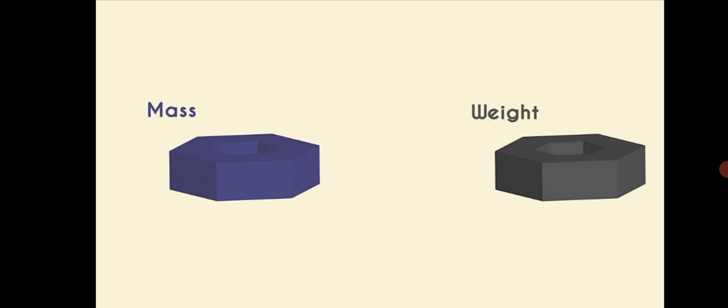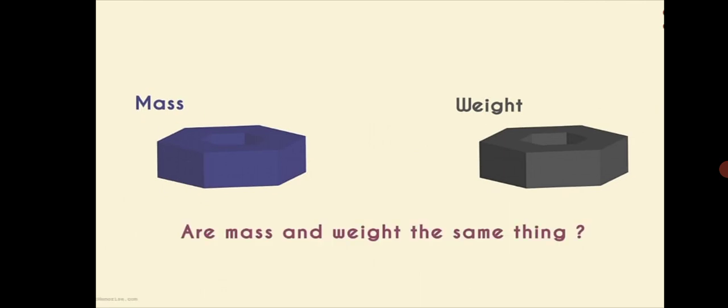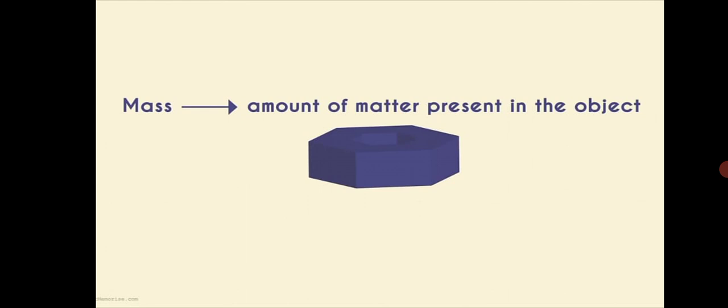Let's accept it. Most of us think that mass and weight are pretty much the same thing. Are they? No, they are not. There's a very simple way to understand the difference. Mass is simply the amount of matter that's present in an object.